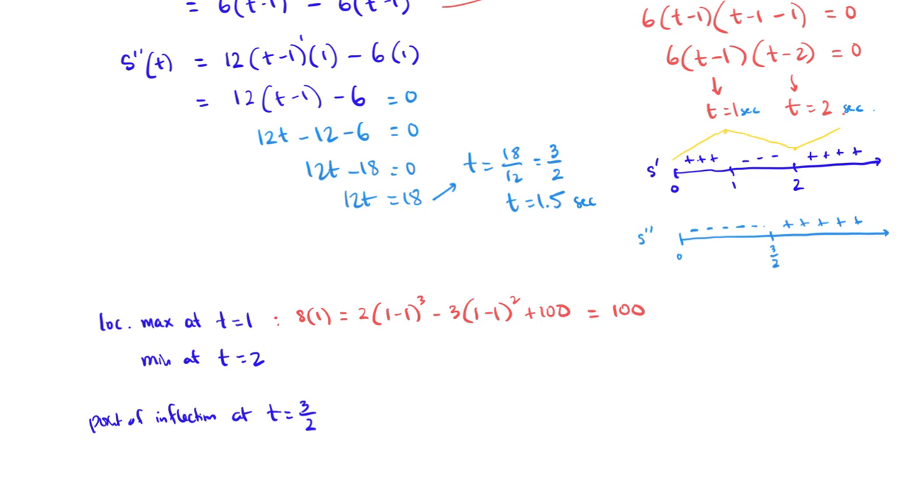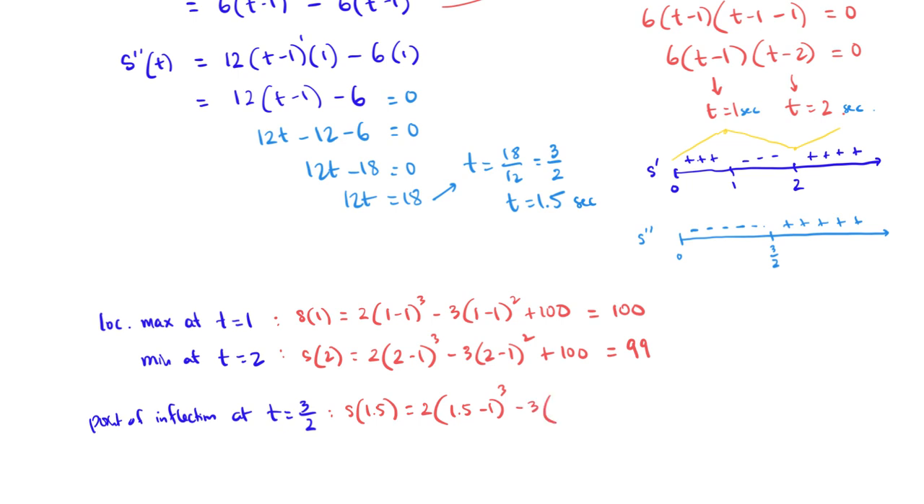Next, we plug in 2. When t equals 2, s of 2 is 2 times (2 minus 1) cubed minus 3 times (2 minus 1) squared plus 100. This will give us 99. And when t equals 3 over 2, s of 1.5 equals 2 times (1.5 minus 1) cubed minus 3 times (1.5 minus 1) squared plus 100. And this will give us 99.5. The unit for s is kilometers, so these are kilometers.